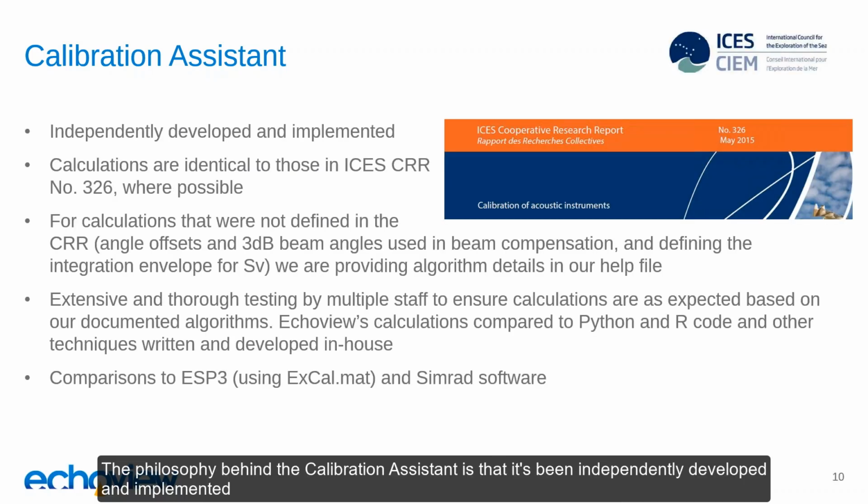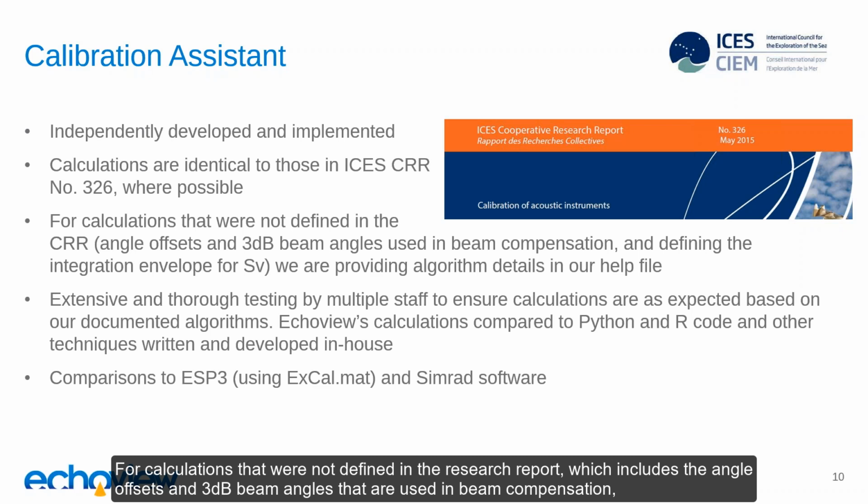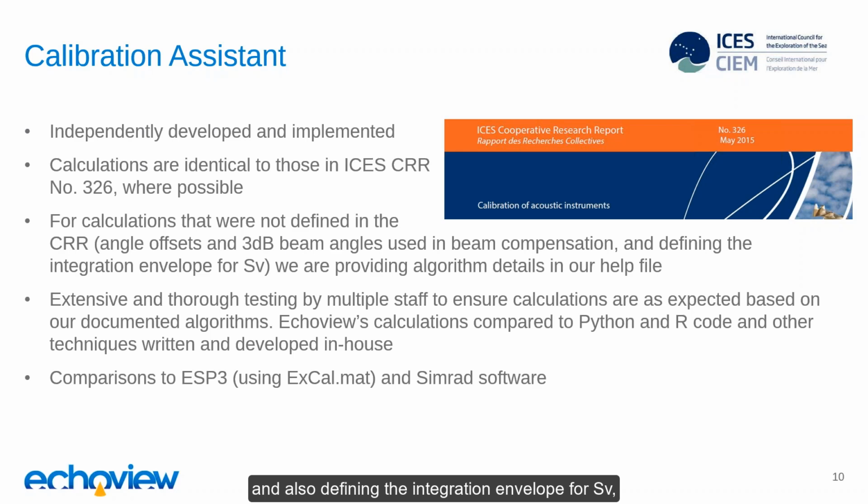The philosophy behind the Calibration Assistant is that it's been independently developed and implemented, and our calculations are identical to those in the ICES Cooperative Research Report number 326, the calibration of acoustic instruments, where possible. And for calculations that were not defined in the research report, which includes the angle offsets and 3 dB beam angles that are used in beam compensation, and also defining the integration envelope for SV, we are providing algorithm details in our help file.